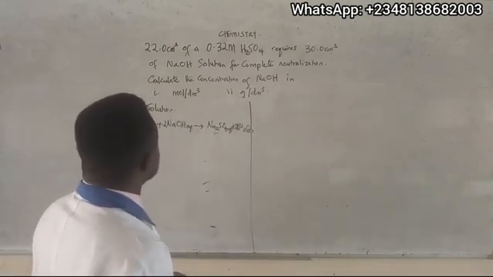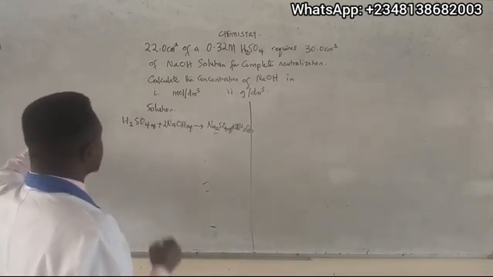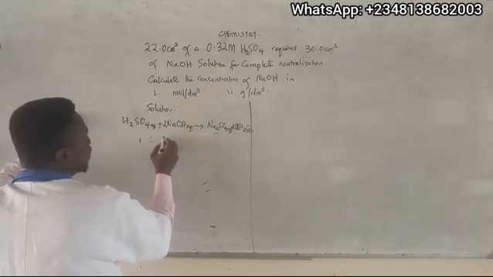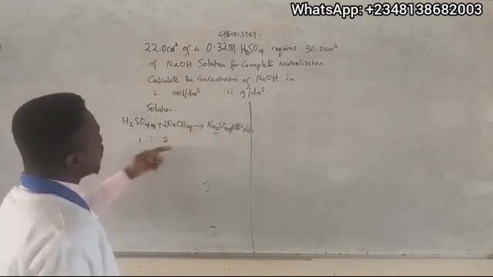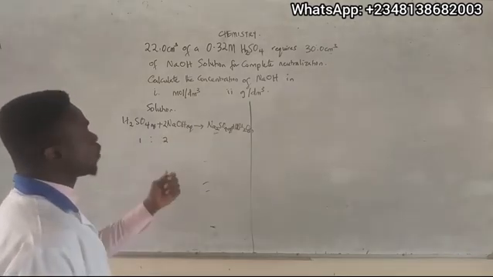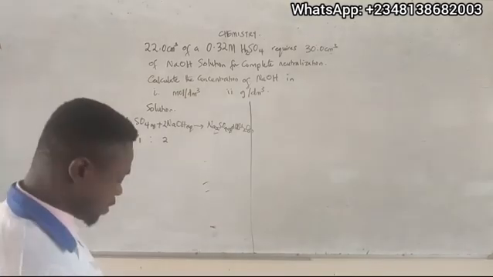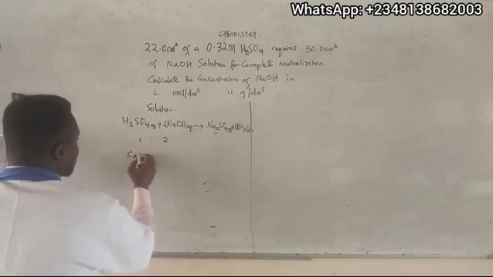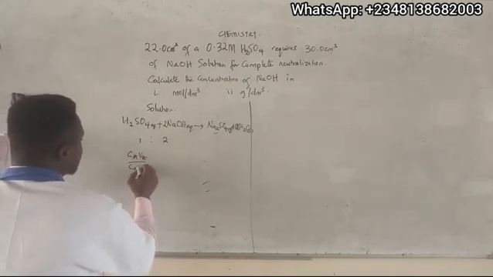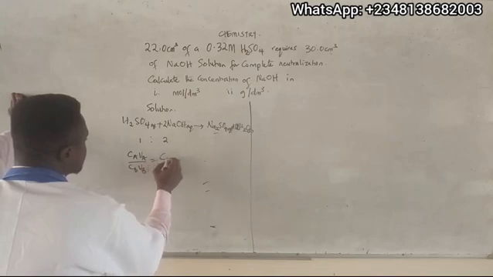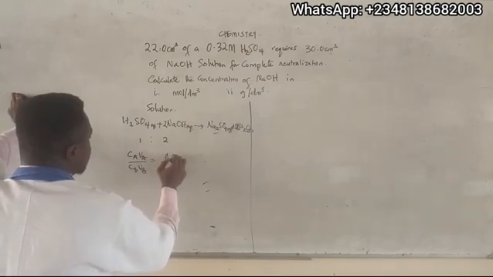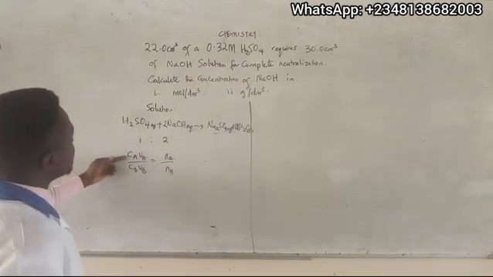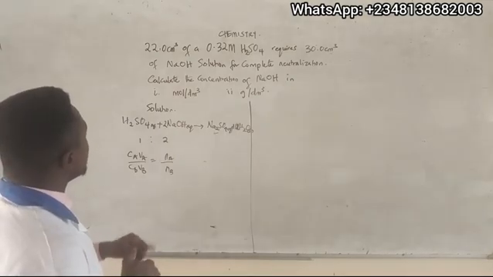Now, what is the mole ratio? Here we have 1 mole of H2SO4 requires 2 moles of sodium hydroxide for complete neutralization. Now we go down to the popular equation formula, which says that CAVA over CBVB is equal to NA over NB. Actually, this CA is the concentration of the acid in mole per dm³.